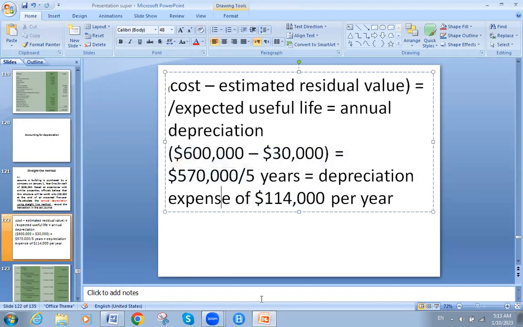Again, I would say the cost of the asset is 600,000 minus the residual value, which is 30,000, divided by the number of years. How many years is this asset alive? 5 years. So divided by 5 years, that will give me the depreciation expense for each year, which is 114,000.